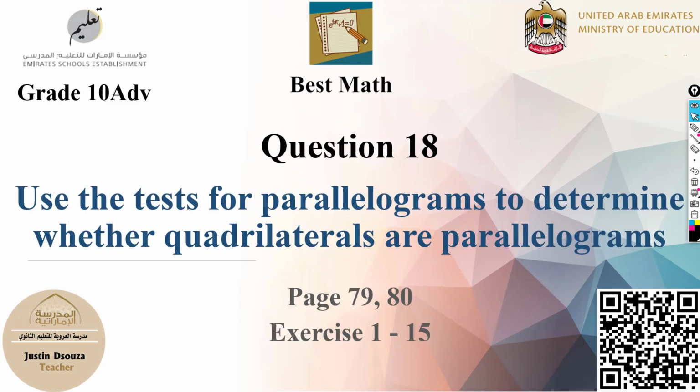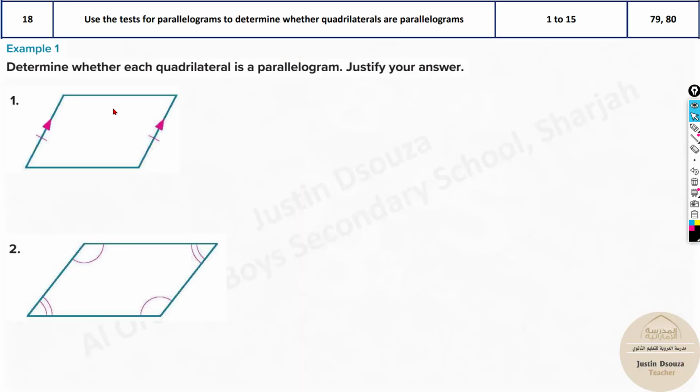Question 18 is to use tests for parallelograms to determine whether the quadrilaterals are parallelograms or not. Here we have to know a few basic things of parallelograms. As the name suggests, parallelogram means, say for example, if you have opposite sides parallel, opposite sides equal, these are a few criteria, and opposite angles are equal. So these are a few things.